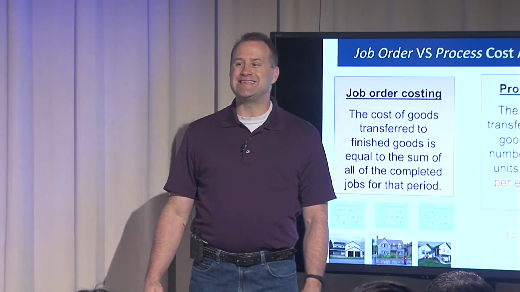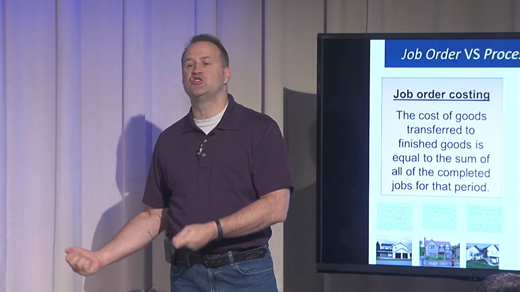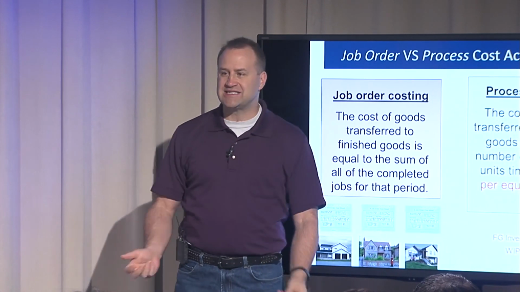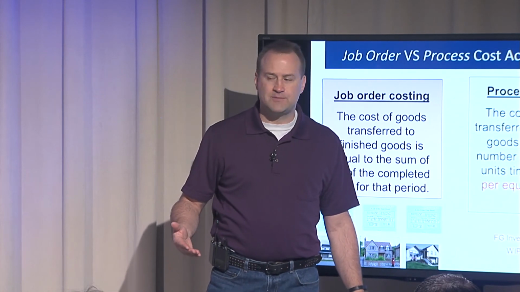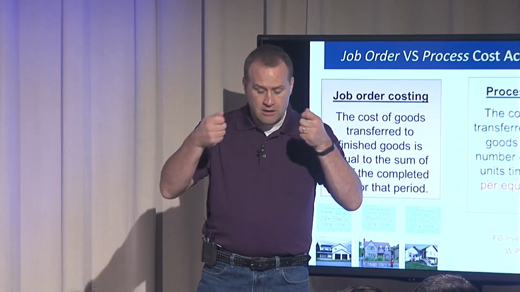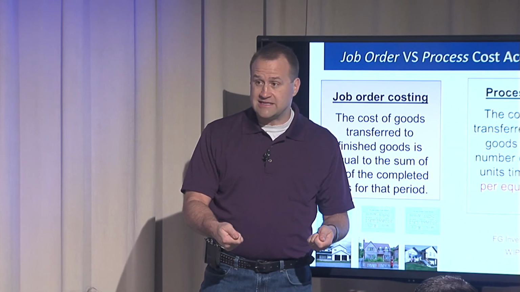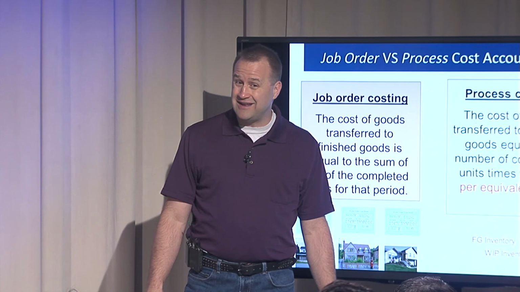So it's pretty easy to move the costs from work in process inventory to finished goods inventory in a job order costing situation. Because think of Blake's parents' house being built. You have all the costs on that job sheet. Is the house completed? It is now completed. All the costs on this job cost sheet, that's what work in process inventory is, and it's going to get moved to finished goods inventory.